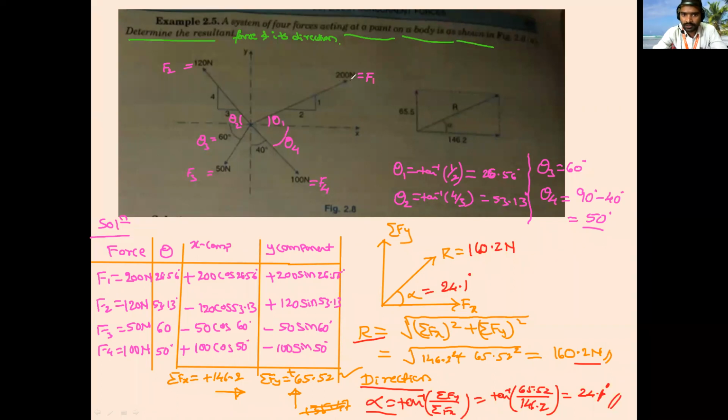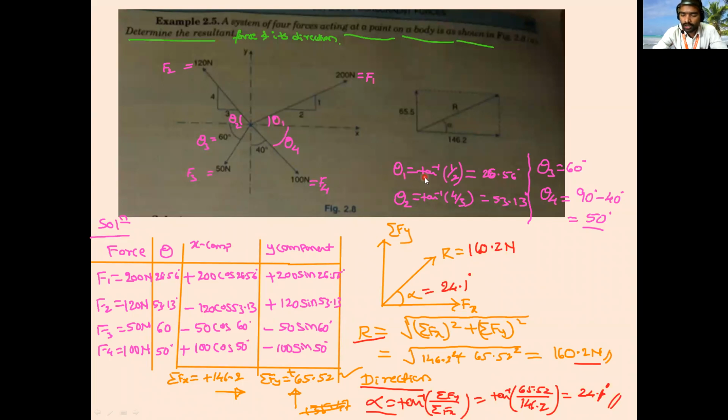So I will mark this as the F1 force, this one is the F2 force, then F3 force, F4 force. Next, I need to determine the corresponding horizontal angles. Theta 1 he has not given. Instead of theta 1, he has given the slope of the force line. So I will find out theta 1.